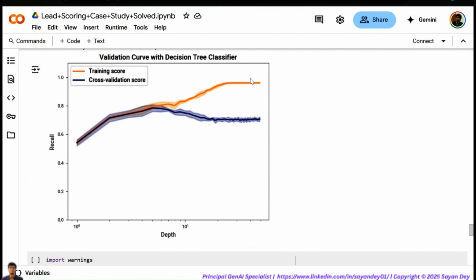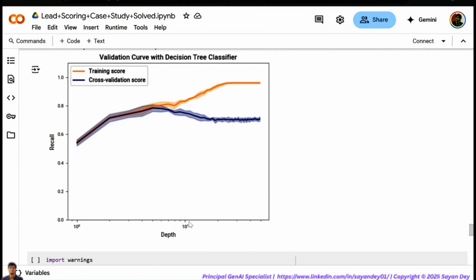Okay, and I think the good fit zone is coming somewhere around here. So when depth is equal to 6 or 7, this is where the cross-validation score is coming out to be the highest. So the overall accuracy, the testing accuracy or the validation accuracy, is the highest somewhere around here, 80%. So this is where we can say that we have the best model. So the depth of 6 or 7 is ideal.